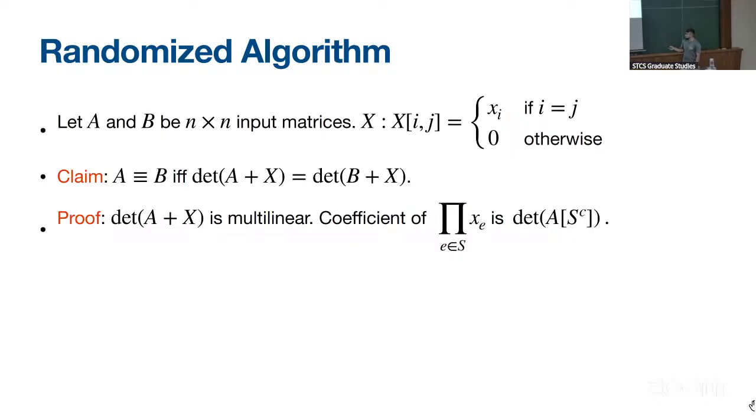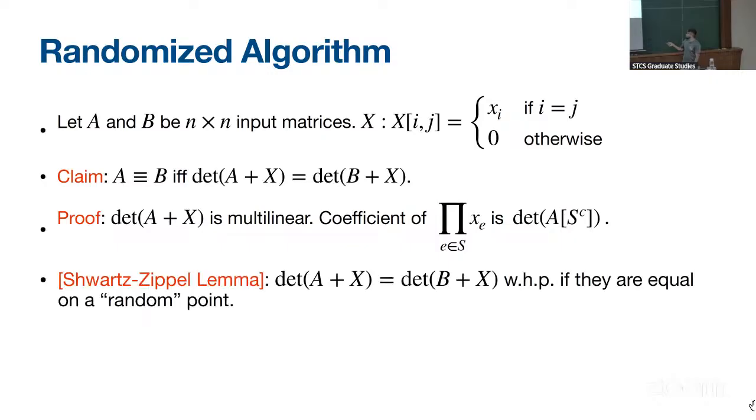So this means that checking whether these two matrices are principal minor equivalent is the same as checking whether these two polynomials are the same. And in the last talk, Robert mentioned that for checking whether two polynomials are the same, we have an efficient randomized algorithm, and that is by the Schwartz-Zippel lemma. In this algorithm, we just choose a random point and evaluate these two determinants. If they are the same, then we output that these two matrices are principal minor equivalent. Otherwise, we say they are not.